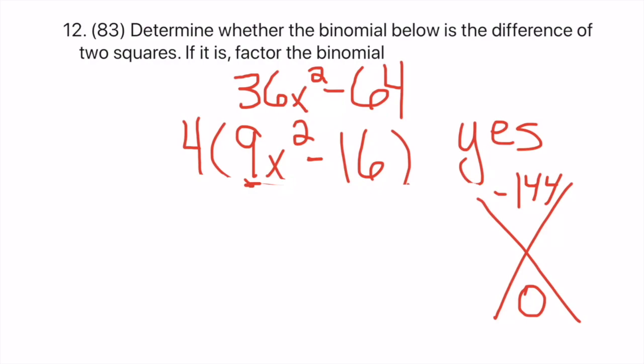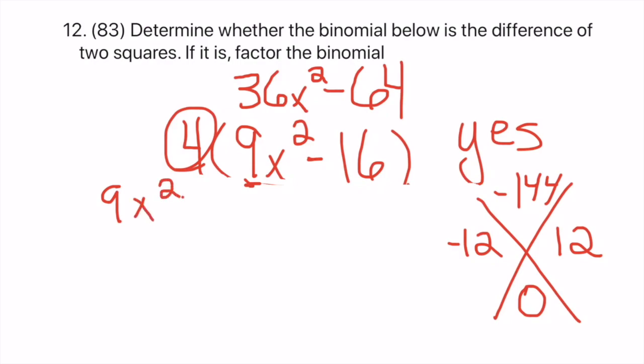So 144, I know, let's try 12 and 12. One would have to be negative in order to multiply them to get a negative 144. But if you add a negative and a positive 12, you're going to get 0. So that would work. So this is a little bit longer of a way. I'm going to remember that I have this 4 out in the front, but I'm going to rewrite this binomial as 9x squared. And then my two middle terms are going to be minus 12x plus 12x minus 16.